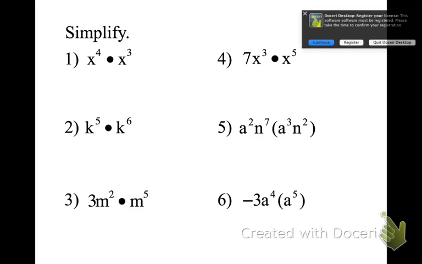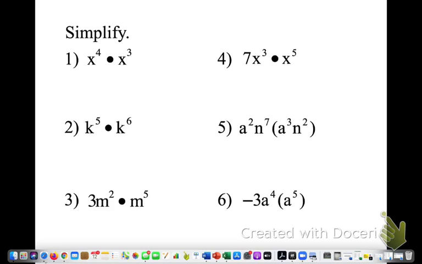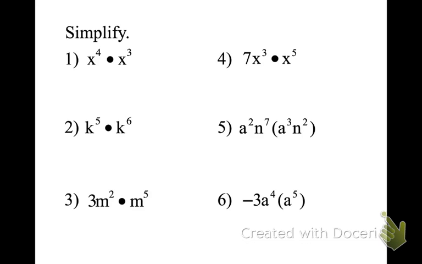Let's take a minute, and I'd like to see you guys do 1 and 2. Go. All right, let's check our work. So number 1. All right, so for number 1, we should have had x to the 4th plus the 3rd is x to the 7th. And number 2 should be k to the 5th times k to the 6th is k to the 11th.